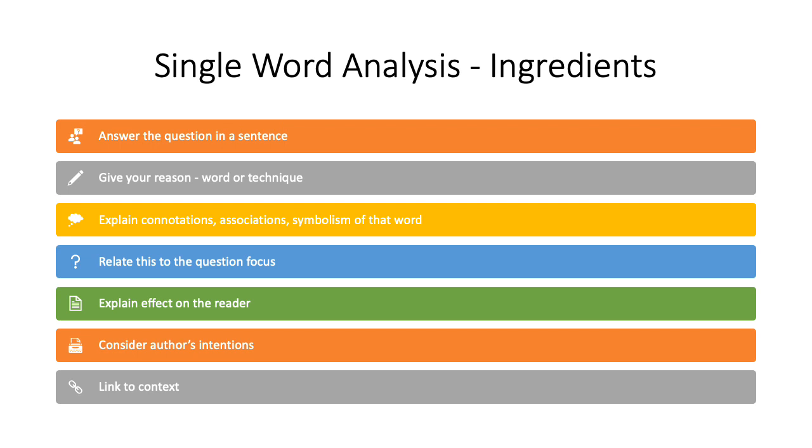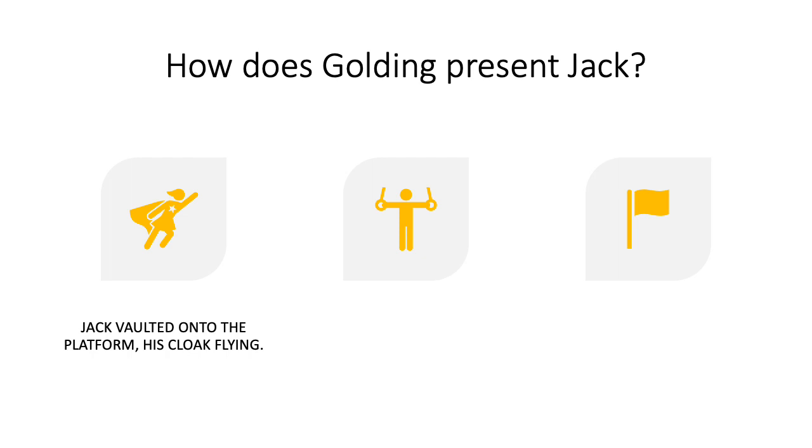Okay, so now we'll have a look at an example of a quote and a question and see if we can put together a SWAN paragraph as an example for you to use. So here's our question: how does Golding present the character of Jack? And the quote we're using is this one from chapter 1, where it says, "Jack vaulted onto the platform, his cloak flying." So my initial job is to look at that quote and pick out some words that really strike me as being important in helping me understand how Golding has presented Jack as a character, as a boy.